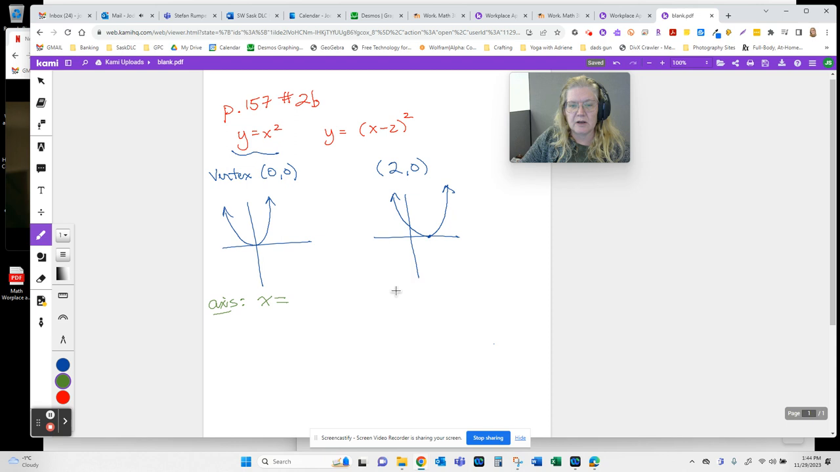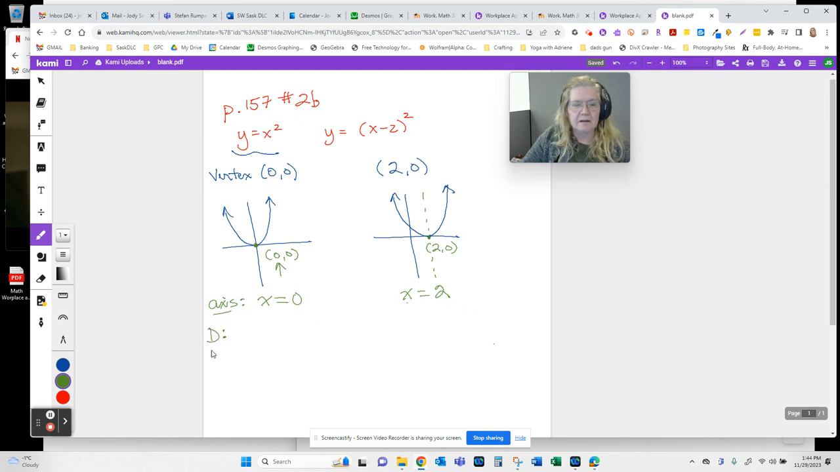So a vertical line is always x equals something. And if my vertex here is at 0, 0, ordered pairs have round brackets, then I know my axis of symmetry is x equals 0 because that's the x value of my vertex. Over here, my vertex is 2, 0. So my equation for my axis of symmetry is x equals 2 because it's a vertical line where every point on that line has an x value of 2. Those are my axes of symmetry.